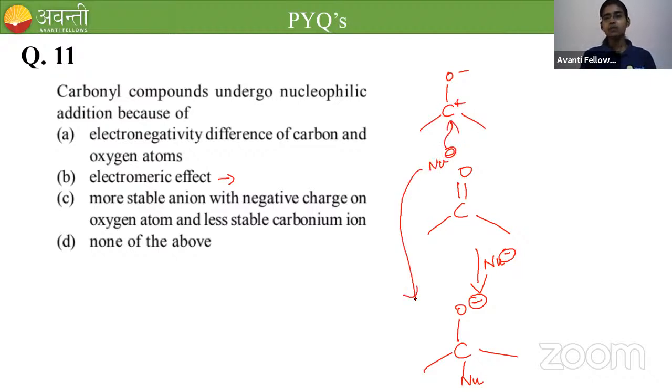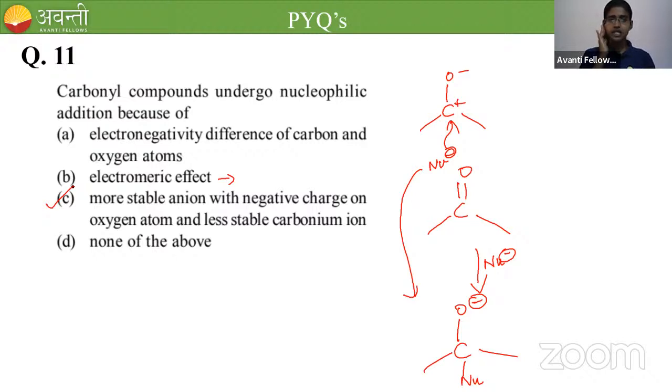So the less stable carbonium ion is also formed. The positive charge is present on the least electronegative atom, which is carbon. Just because of this reason, the nucleophile goes and gets added to the C double bond O system. Okay. So it undergoes nucleophilic addition because of the more stable anion with the negative charge on oxygen and the less stable carbonium ion. Carbonium ion is otherwise called a carbocation. Okay.